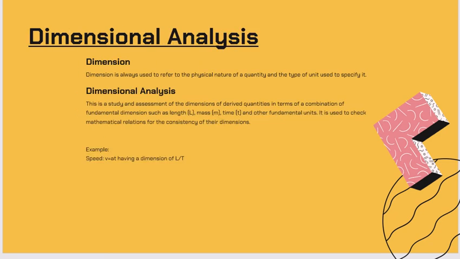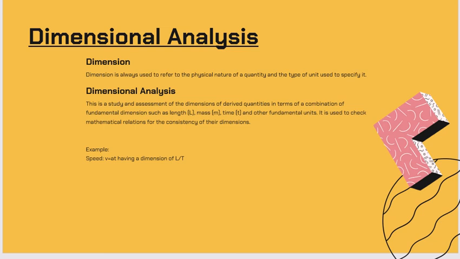So we have the dimensional analysis. Dimension is always used to refer to the physical nature of a quantity and the type of units used to specify it. So when we say dimensional analysis, this is the study of the assessment of the dimension of derived quantities in terms of combination of fundamental dimensions such as length, mass, and time. It is used to check the mathematical relation for consistency of their dimension.